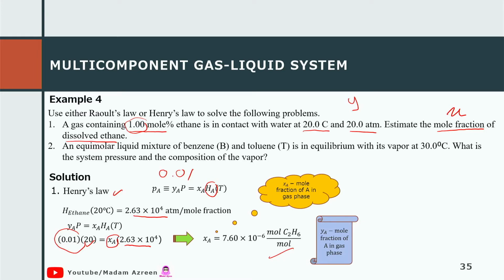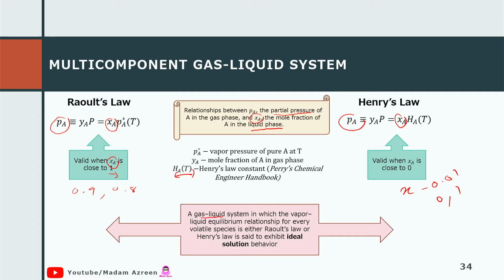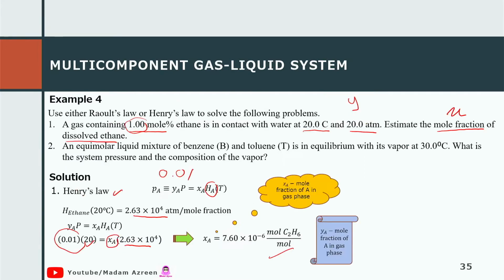So Raoult's law and Henry's law are relationships. How do you relate X and Y? To relate X and Y: X is the mole fraction in a liquid, sorry, it's a typo here, and Y is the mole fraction in a gas.